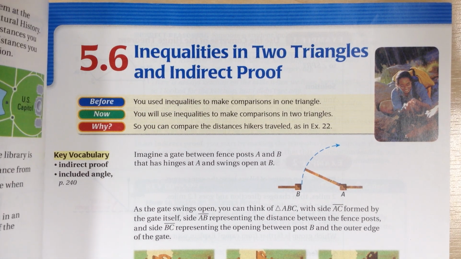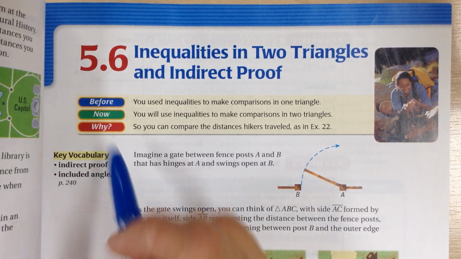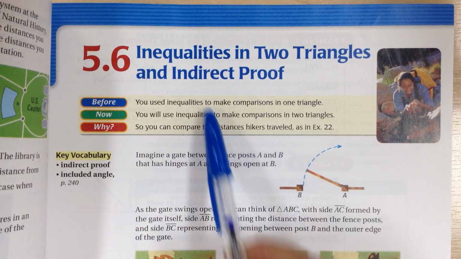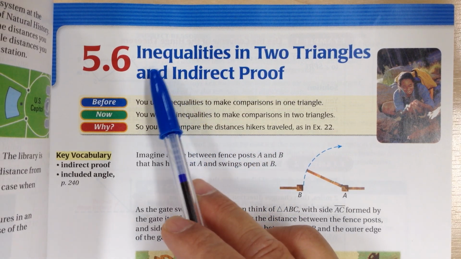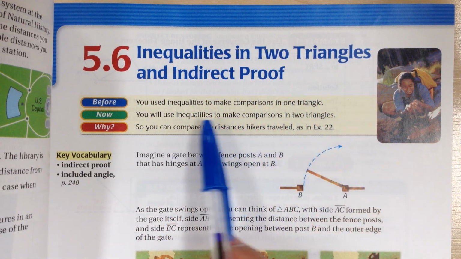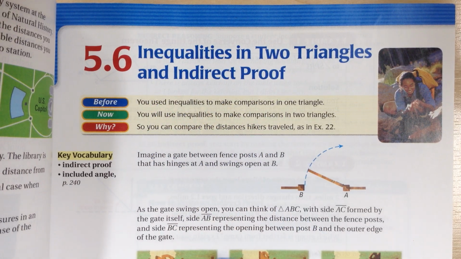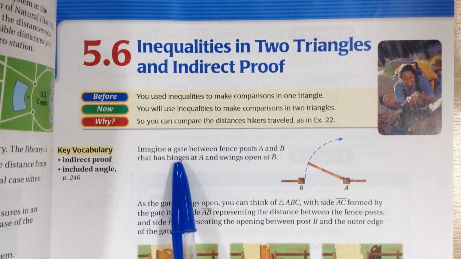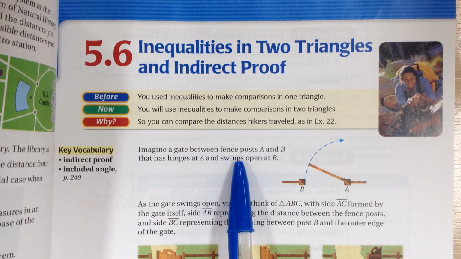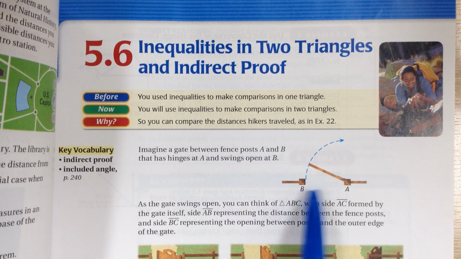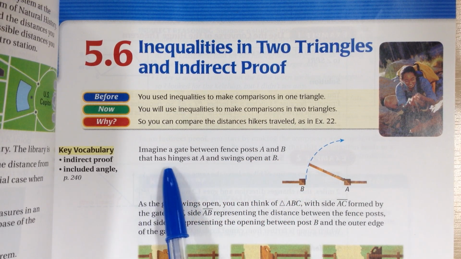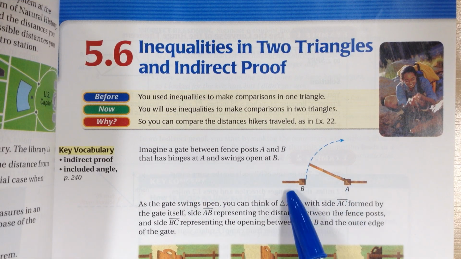Let's go to page 335, and this is lesson 5.6. This lesson is about inequalities in two triangles and indirect proof. It says, imagine a gate between fence posts A and B that has a hinge at A and swings open at B.